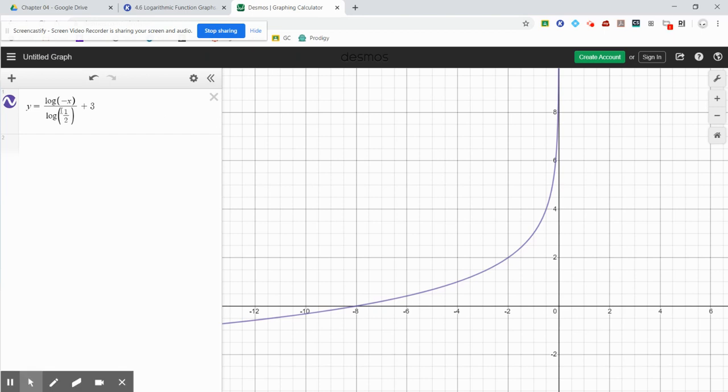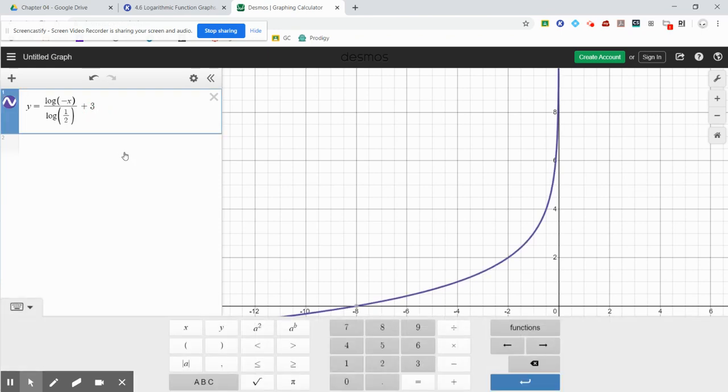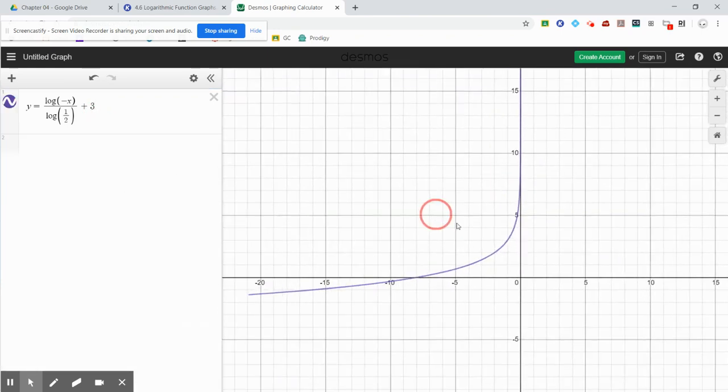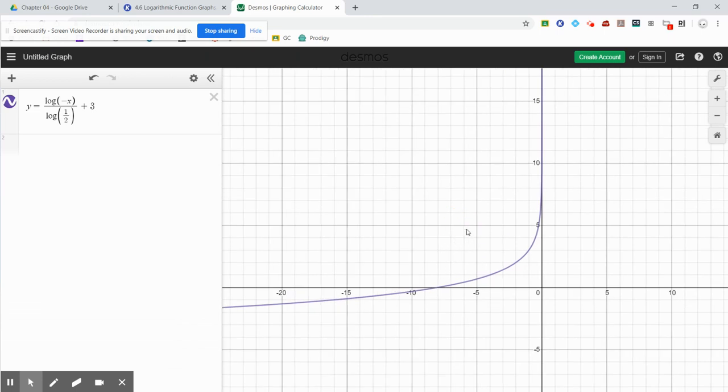So here's where I typed it in, y equals the log of -x over the log of 1/2 plus 3. And here's another nice feature of Desmos. If you wanted to transfer this graph over, which you can see what the graph looks like there, and you see your vertical asymptote line there at 0, by the way.